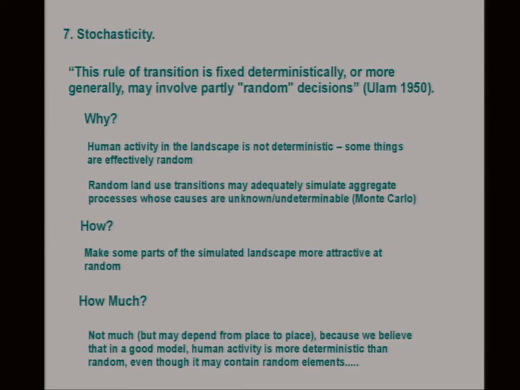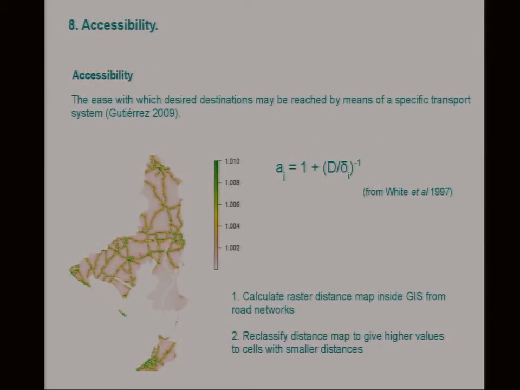Stochasticity, right? Well, this is Ulam's, again, these partly random decisions. Well, human activity in the landscape, we know it's not completely deterministic. Some things, either they're random or we've got so many unknown causes that effectively we have a kind of randomness. How do we do it? Well, we actually make some parts of the simulated landscape more attractive at random. But we don't want much randomness, because in general we're saying that human activity is more deterministic than random. But okay, so we don't want to go overboard.